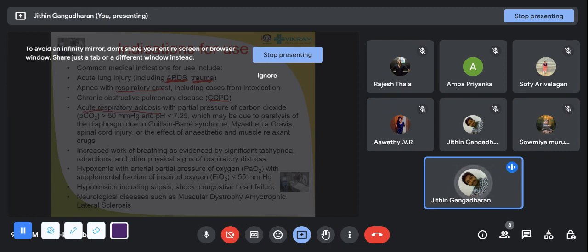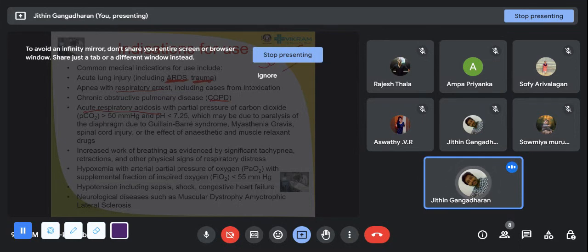What should the normal carbon dioxide level be in the body? It is between 30 to 35 mm of Hg at the max. That is the normal amount of carbon dioxide which should be present in the body. If it exceeds 50 mm of Hg, then it is an indication that you have to keep the patient on the mechanical ventilator.